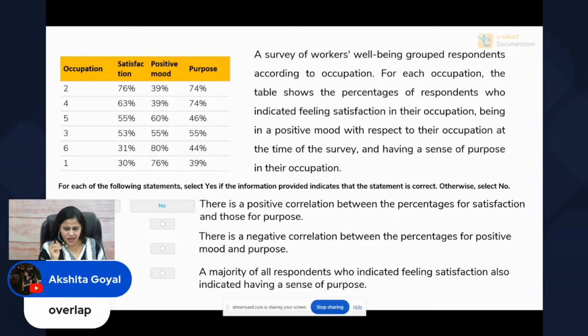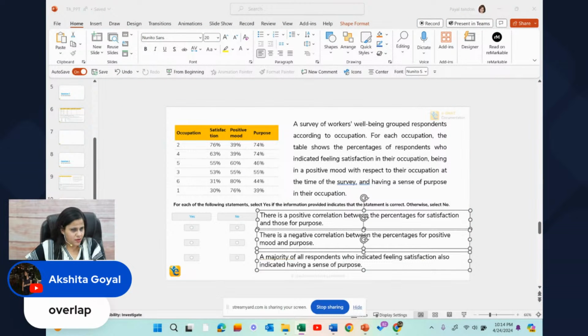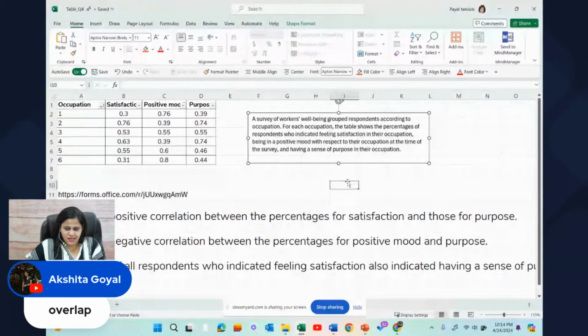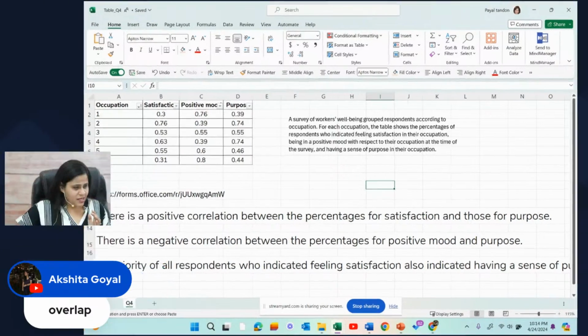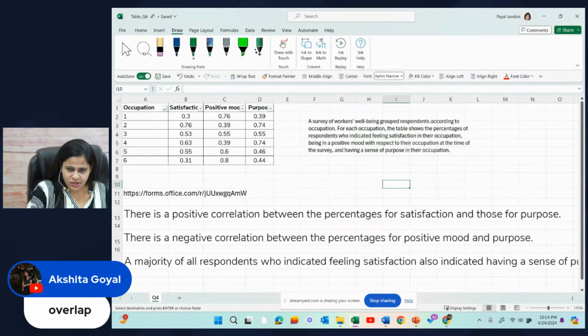Now let's take a look at what the first statement is saying. There is a positive correlation between percentages for satisfaction and those for purpose. So let me get the table here. Question number 4. Now, with correlation, things have to go in the same direction. They don't necessarily have to match each and everything. They have to go in the same direction. And that is very important to understand. Okay. So, what we have to figure out is correlation between satisfaction and purpose.